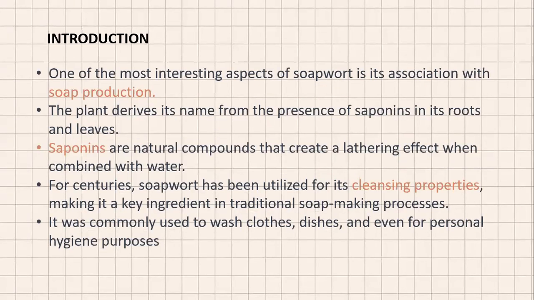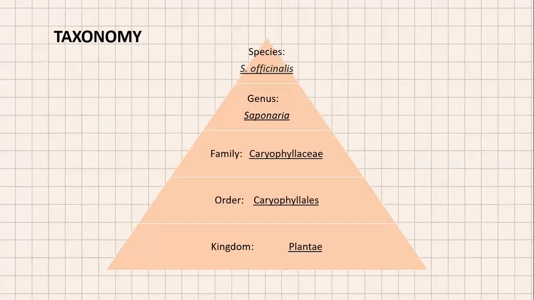One of the most interesting aspects of soapwort is its association with soap production. The plant derives its name from the presence of saponins in its roots and leaves. Saponins are natural compounds that create a lathering effect when combined with water. For centuries, soapwort has been utilized for its cleaning properties, making it a key ingredient in traditional soap making processes. It was commonly used to wash clothes, dishes, and even for personal hygiene purposes.